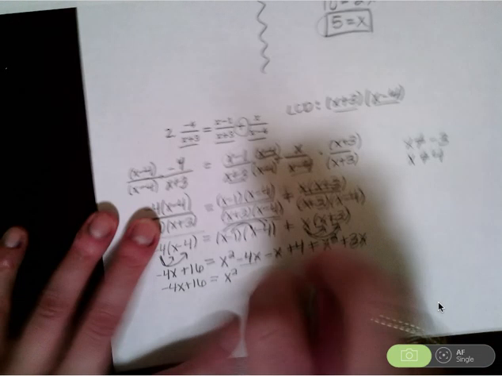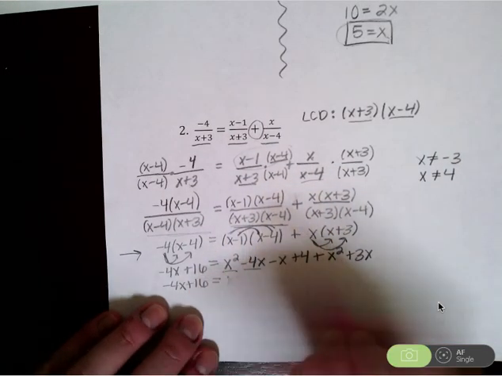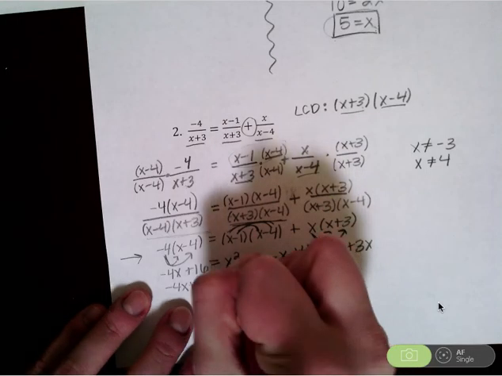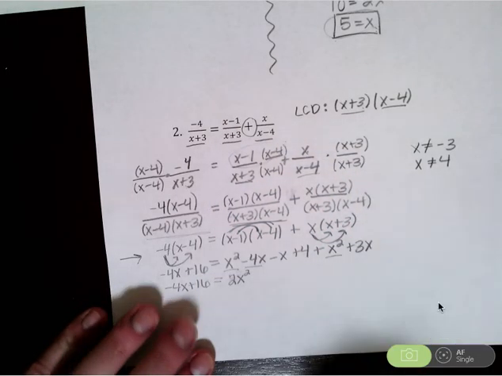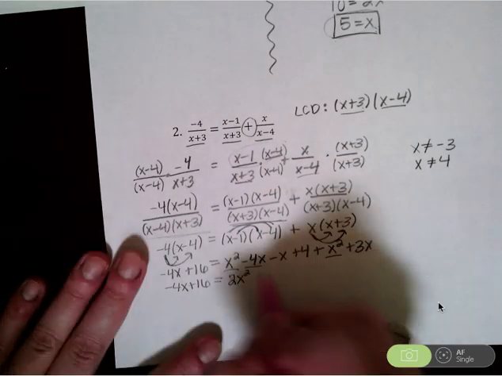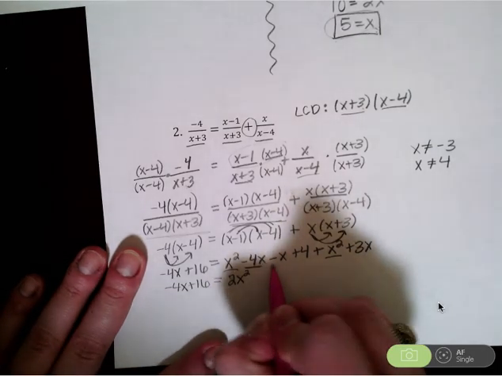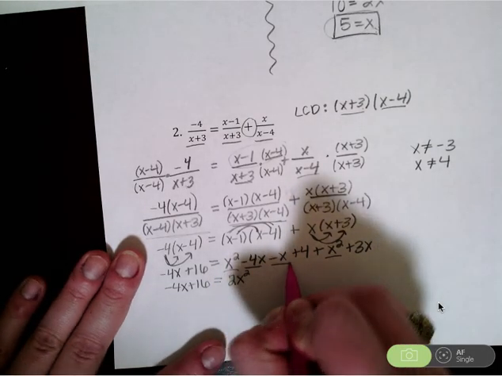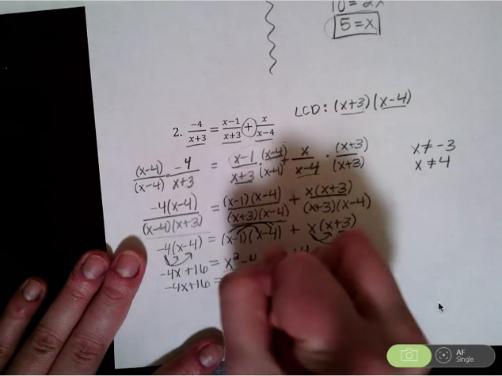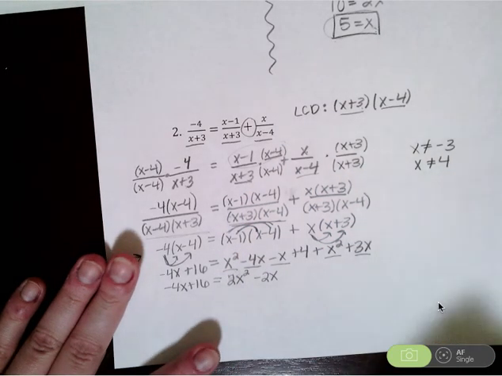Oh, wait. Hold up. Let's look at our x squareds. We've got 1x squared here and another x squared there. So total, we have 2x squareds. Now let's look at our x terms. A negative 4x minus x is a negative 5x, plus a 3x, that's just a negative 2x.